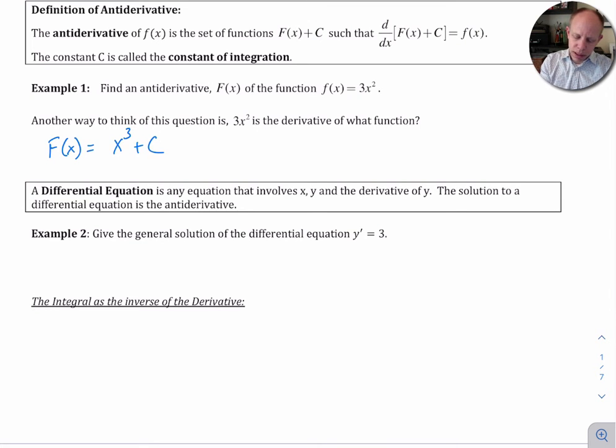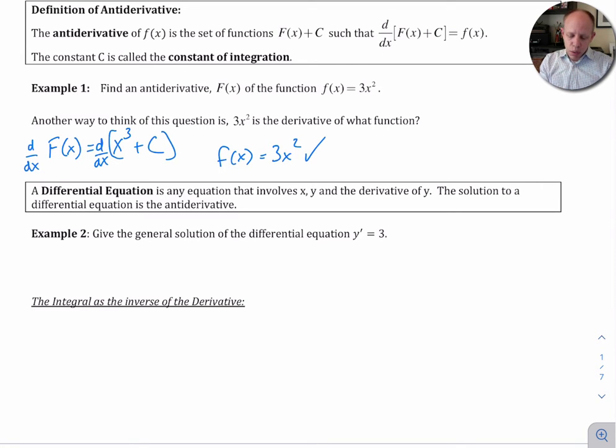Now, we know this because we can check it, right? We can actually take the derivative of both sides, and it should work out fine. So the derivative of capital F(x) should just give us our f(x). Okay, and then the derivative of x cubed plus c is going to be 3x squared. And so we know this worked out.